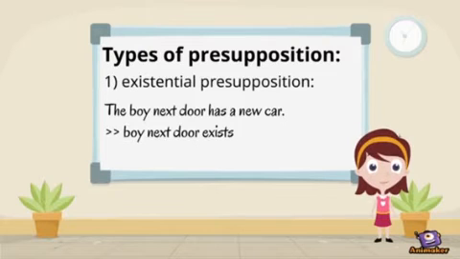There are 6 types of presupposition. The first one is called existential presupposition, which is present in any definite noun phrase. An example would be, the boy next door has a new car. We presuppose a boy next door exists.